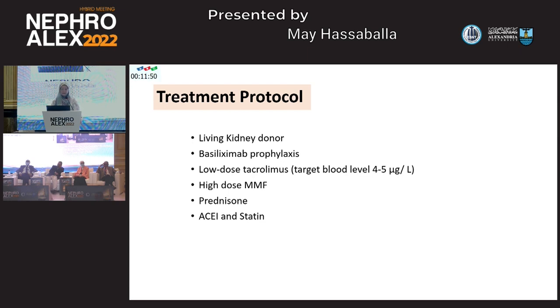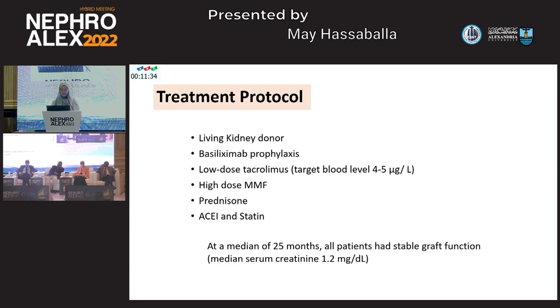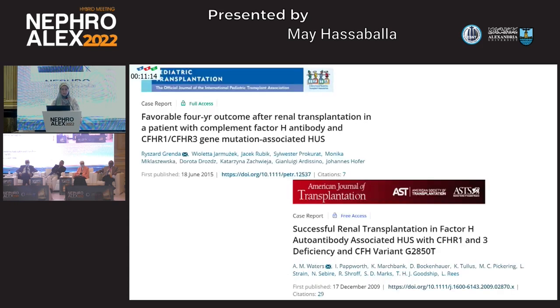They had basiliximab prophylaxis and low-dose tacrolimus. They kept the tacrolimus at a low dose with a high-dose MMF, and they received prednisone, ACE inhibitors, and statins, with good control of the blood pressure and the lipids. At a median of 25 months, all patients had stable graft function with a median serum creatinine of 1.2 milligram per deciliter. Of course, this is not a long enough period, but this is one of the things that has been tried. And only 1 patient developed recurrent TMA, and this patient was salvaged by eculizumab.